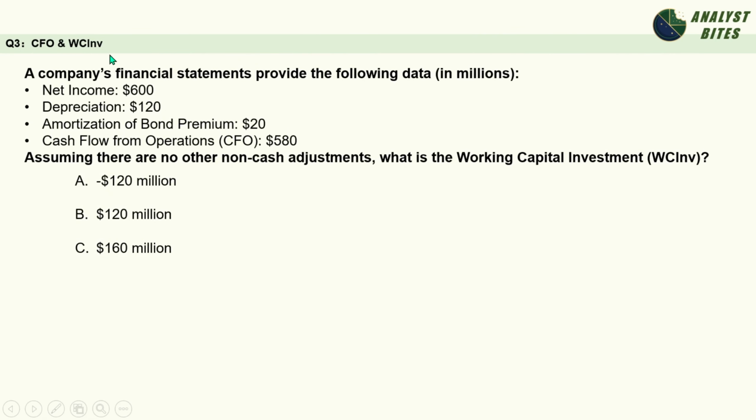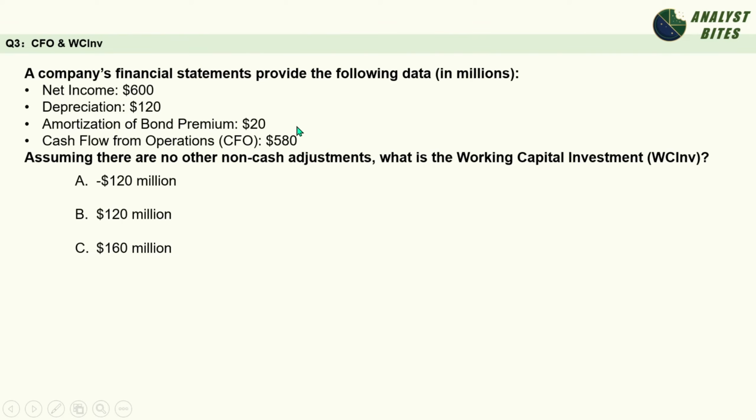Let's move on to the next question. This one is a great reminder of the relationship between CFO and working capital investment. Remember the four-quadrant map from our last video? The essence of CFO is simple. You start with net income, add back the non-cash charges item, and then subtract working capital that was tied up in operations. When you put these pieces together, you get your CFO.